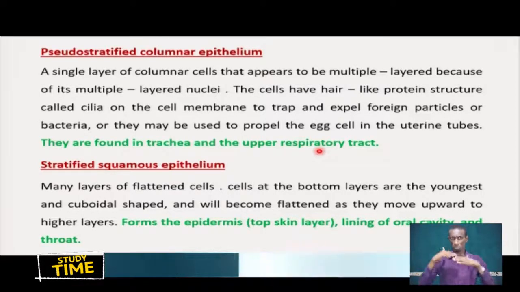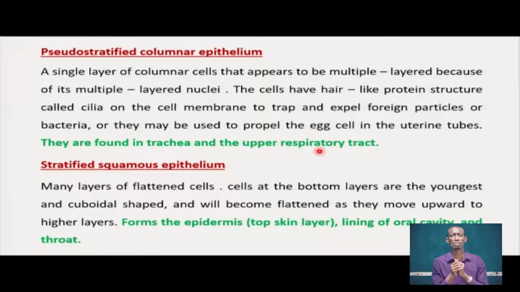You can see they have cilia, and the function of cilia is to trap dust particles or bacteria so that they don't go into the lungs. So this cilia is very important.